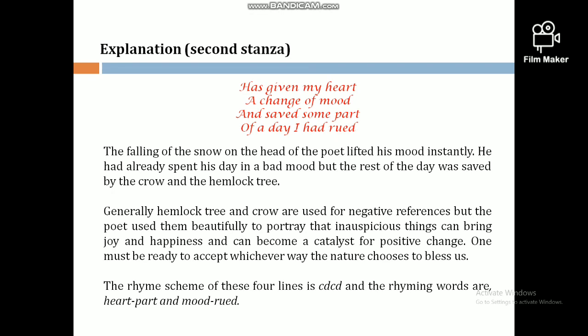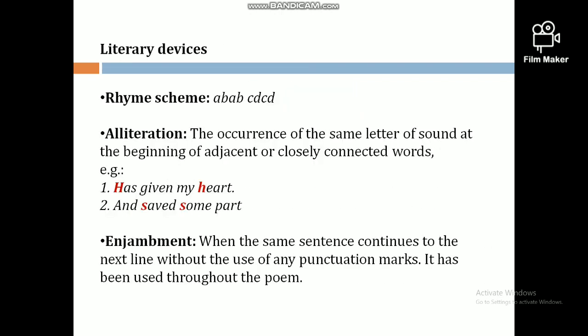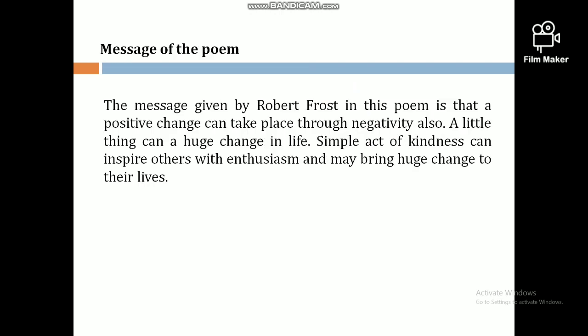Now in this one, "has given my heart a change of mood and saved some part of a day I had rued." No punctuation marks are used here, and the line does not end. It is continuing till the next one also. And here in the first stanza also, "the way a crow shook down on me the dust of snow from a hemlock tree." Again, no punctuation marks, and this enjambment is used throughout the poem.